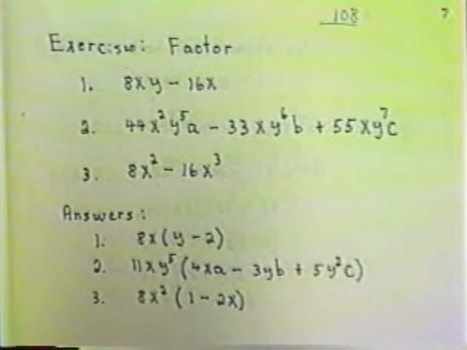Now let's look at the answers. The answer to the first one is 8x times y minus 2. The second one, 11x y to the 5th times 4xa minus 3yb plus 5y squared c. The answer to the third one, 8x squared times 1 minus 2x.